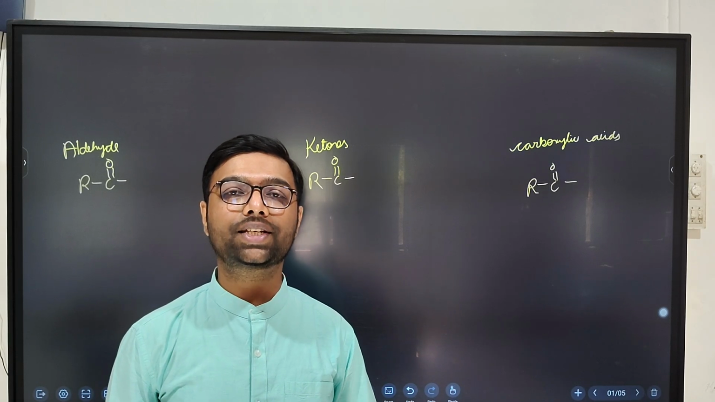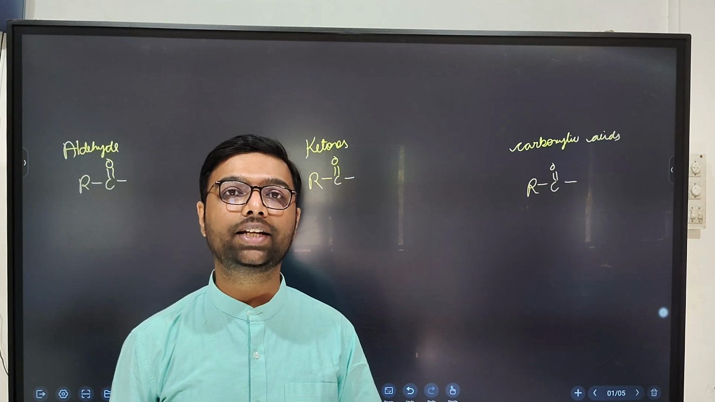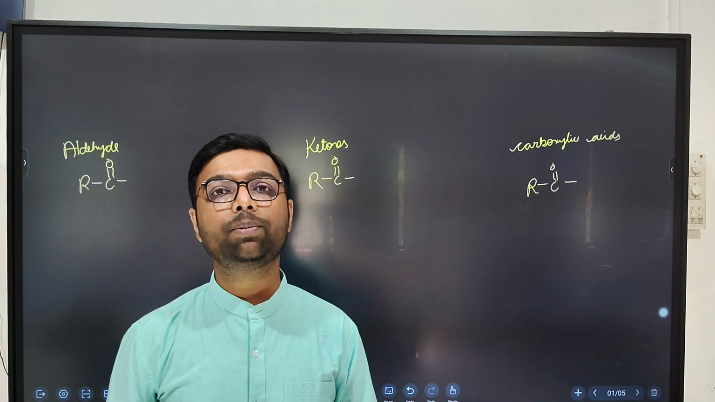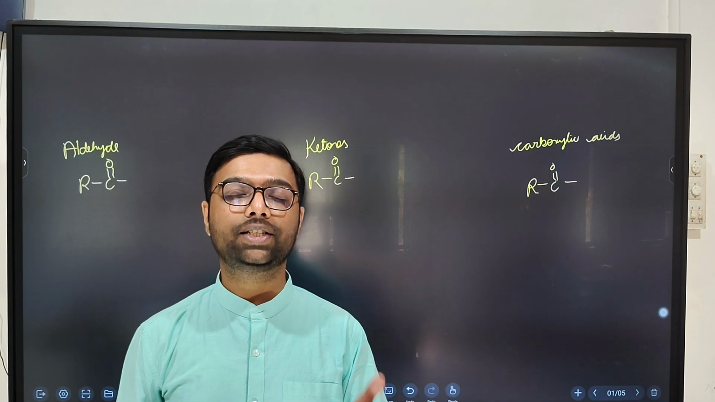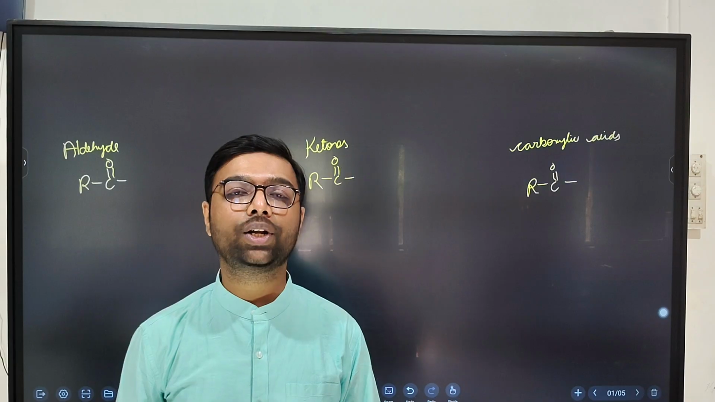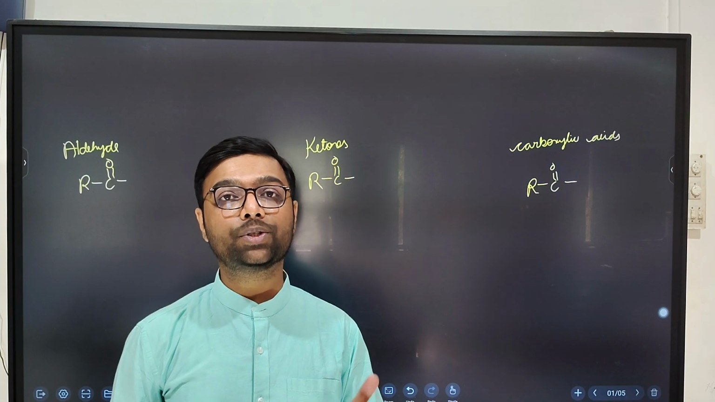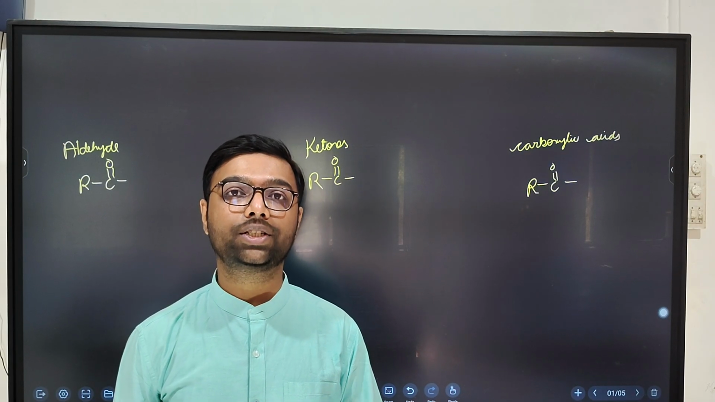Today we are going to discuss a very interesting topic, that is aldehydes, ketones and carboxylic acids. We can broadly categorize all these three functionalities into one single category, that is carbonyl compounds. Now what are carbonyl compounds? They are compounds consisting of a carbon-oxygen double bond.